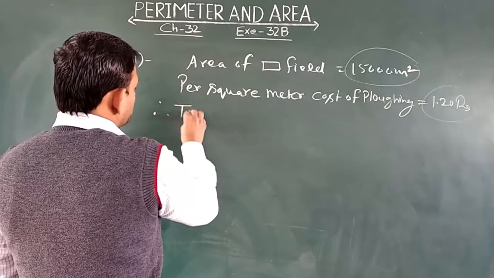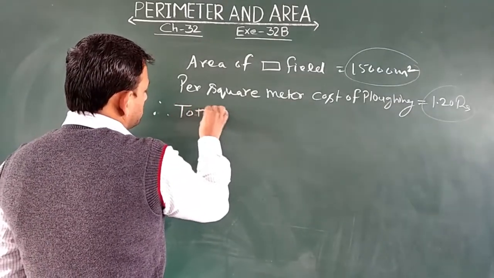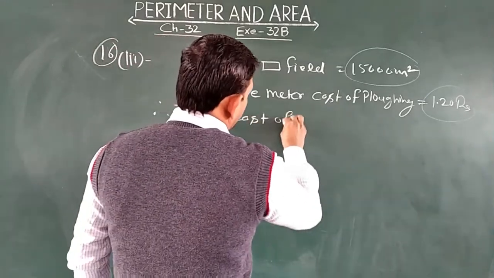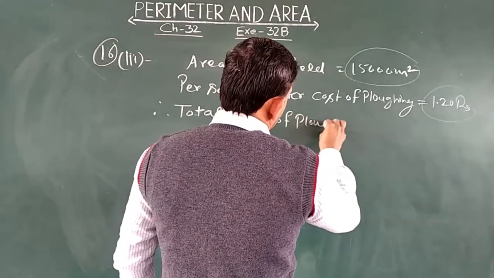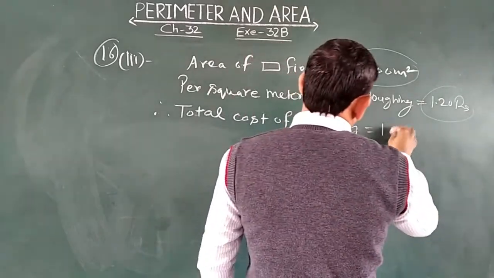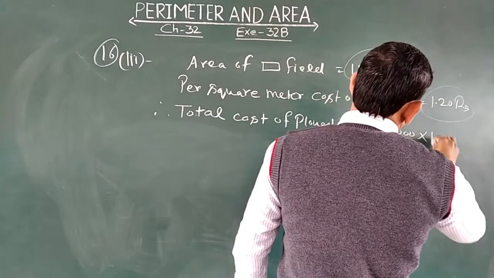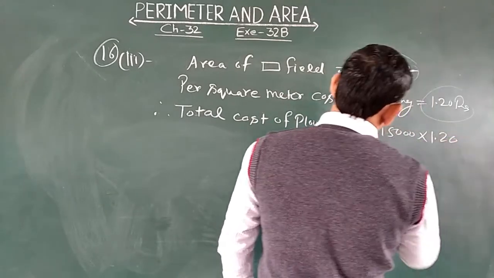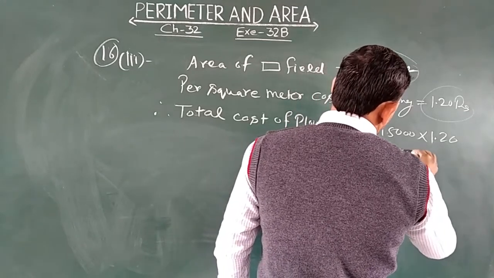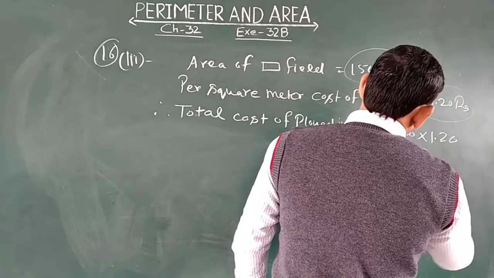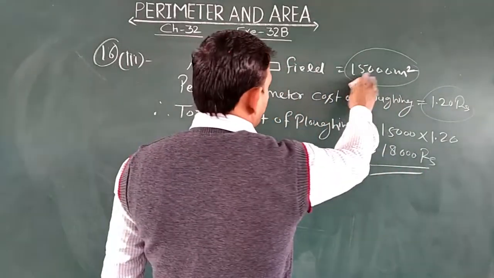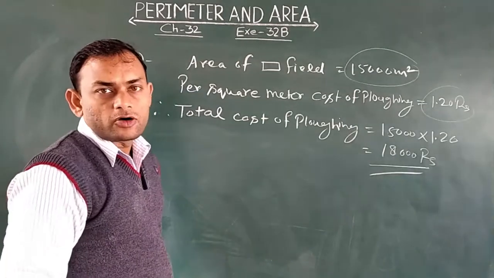So total cost of plugging the field will be 15,000 into 1.20. So when you will multiply, you will get 18,000 rupees. Okay, so 18,000 rupees is the total cost of plugging the 15,000 meter square area of field.